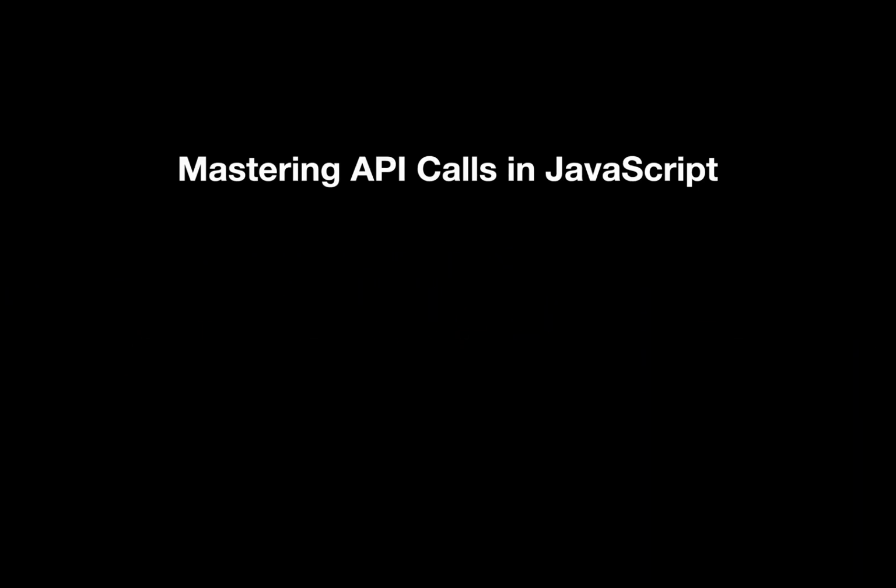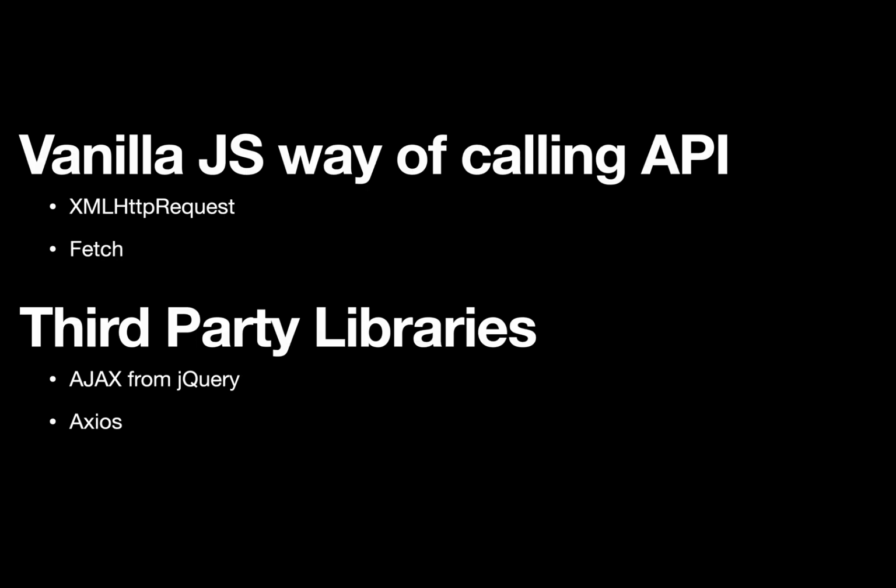Today we are embarking on a journey through the vast landscape of making API calls in JavaScript. We will explore the classic vanilla JS approach of using XML HTTP requests and fetch, and then we will dive into the world of third-party libraries with AJAX and Axios. Buckle up, this is going to be a comprehensive guide.